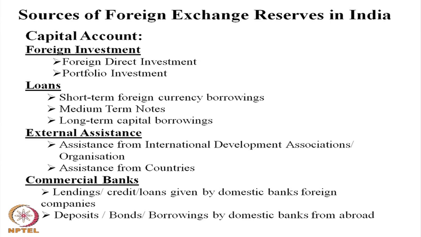Similarly, external assistance: the government of India gets external assistance from international development associations, which provide foreign exchange and external assistance to the government, NGOs and different private bodies. That is also part of the foreign exchange a country generally receives. Similarly, commercial banks in India transact, lend, borrow, and give credit and loans, and they also get foreign exchange. They also accept foreign deposits in the form of FCNR accounts, foreign currency non-resident Indian accounts. They also borrow from abroad in the form of bonds and commercial borrowing, which is also part of our foreign exchange reserve.